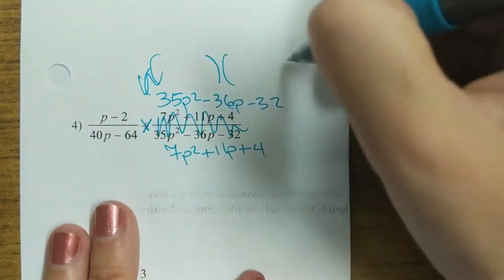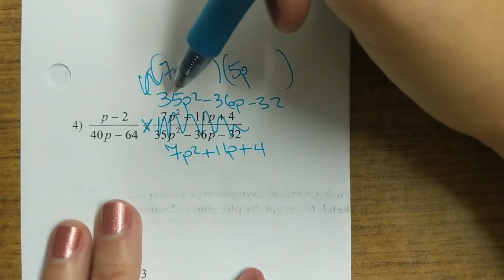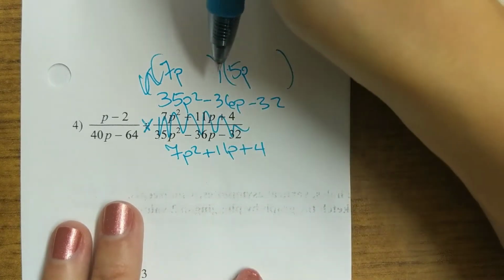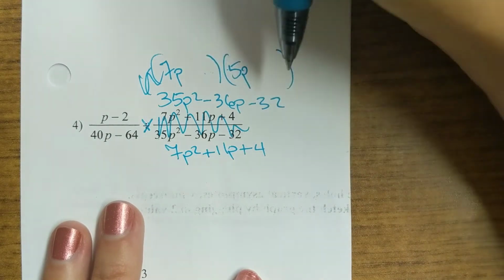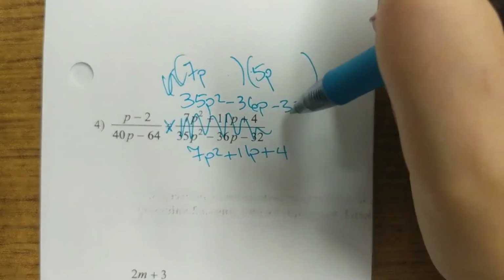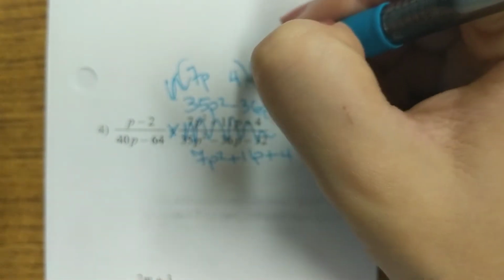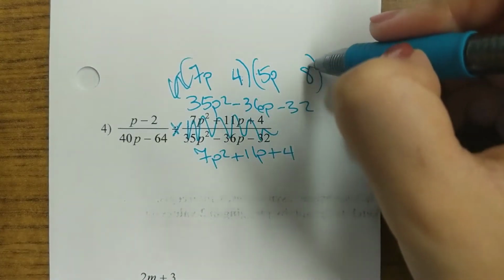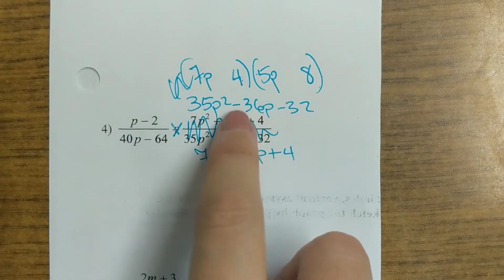Okay. This factors, I'm going to try 7p and 5p. What if I do 8 and 4? So 40, okay. 8 and 4 gives me 32. If I do the 4 being multiplied by the 5, that gives me 20. And then if I do the 8 being multiplied by the 7, that gives me 56. 56 and 20 is going to give me 36, right?